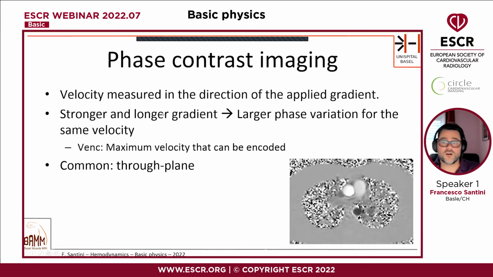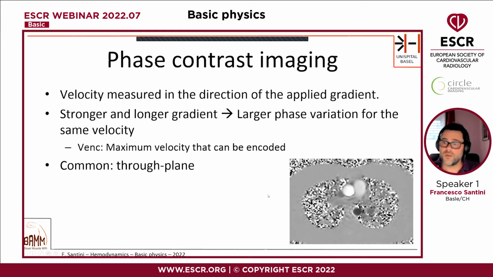So if we have a stronger or longer gradient, we have a larger phase variation when we have the same velocity. And we have an image that is like this. If we measure the pixel intensity here, this will correspond to the velocity. An important parameter is the Venc, which is the maximum velocity that can be encoded with those gradients. Because if the velocity exceeds this Venc, then this is a phase value, this is an angle. And the angle, of course, a 180-degree angle is the same as a minus 180-degree angle. So when we exceed the velocity set by this Venc, then we will have some artifacts that we will see in a moment.